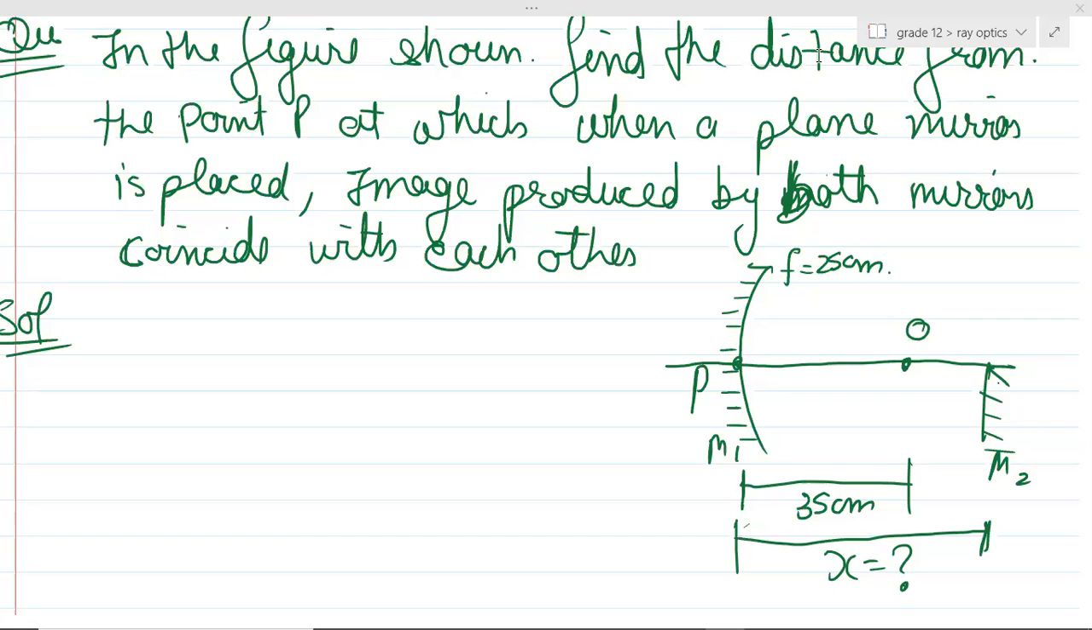First of all, guys, how will you do this question? If you want to coincide the image, then first find out where exactly this spherical mirror is forming the image. Can you see the data for the spherical mirror is given to you? This is given, so you can find out where the image will be formed. Yes or no?